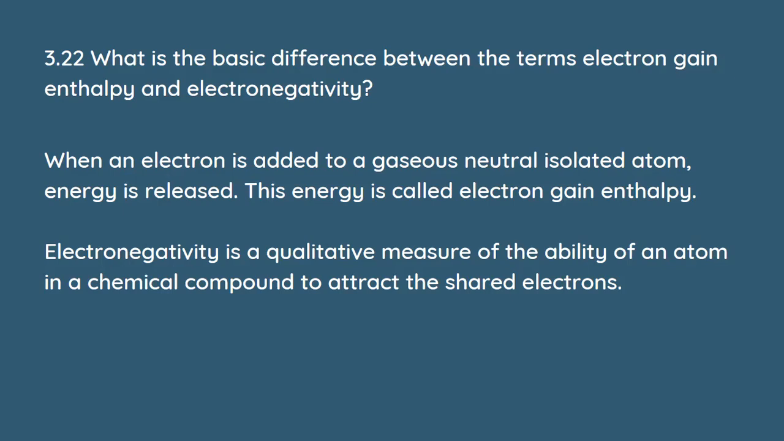Electronegativity, on the other hand, is a qualitative measure of the ability of an atom in a chemical compound to attract the shared electron. So the basic difference would be that electron gain enthalpy is for a neutral gaseous isolated atom, whereas electronegativity is for an atom in a chemical compound.